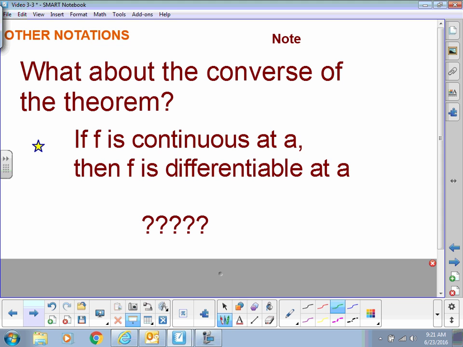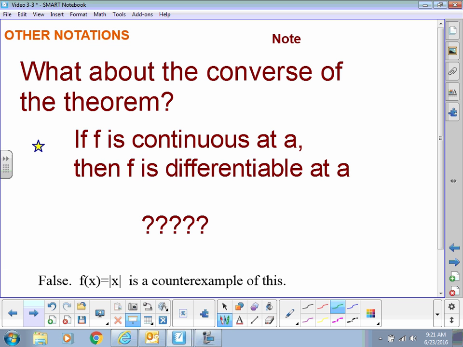Is the converse true, though? If it is continuous at a point, does it have to be differentiable? Well, we just showed an example that proves this false. Absolute value of x is continuous at x equals 0, but it is not differentiable there. So the reverse does not necessarily work.